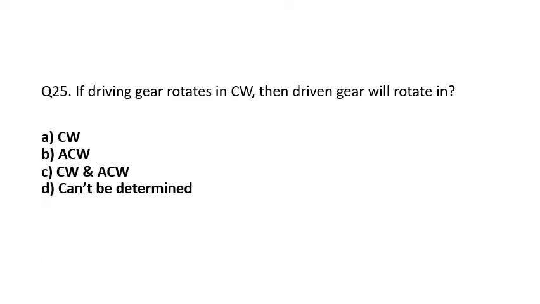Question 25. If the driving gear rotates clockwise as shown, then the driven gear will rotate in: so it is shown there. Gear 1 is driver, gear 3 and 2 are compound gears, and the driven gear is connected to gear 2. Accordingly, there are four choices: A, clockwise; B, anti-clockwise; C, clockwise and anti-clockwise; D, can't be determined.